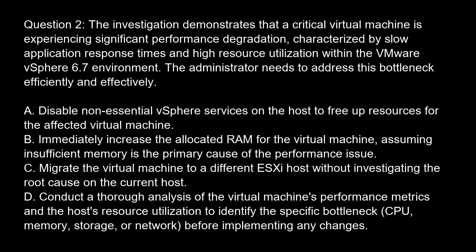Option A. Disable non-essential vSphere services on the host to free up resources for the affected virtual machine. Option B. Immediately increase the allocated RAM for the virtual machine, assuming insufficient memory is the primary cause of the performance issue. Option C. Migrate the virtual machine to a different ESXi host without investigating the root cause on the current host. Option D. Conduct a thorough analysis of the virtual machine's performance metrics and the host's resource utilization to identify the specific bottleneck, CPU, memory, storage, or network, before implementing any changes.